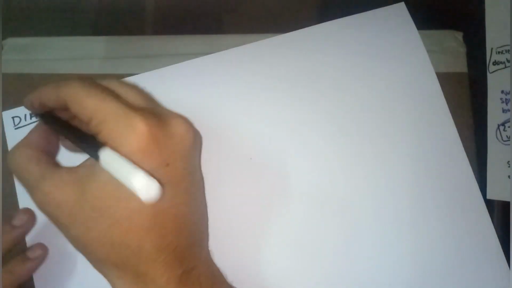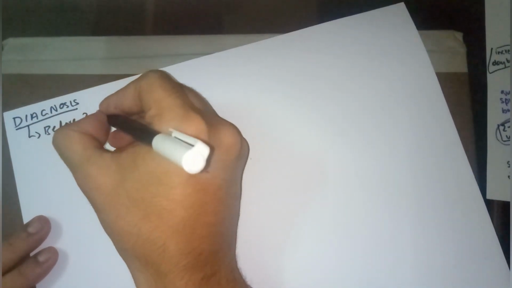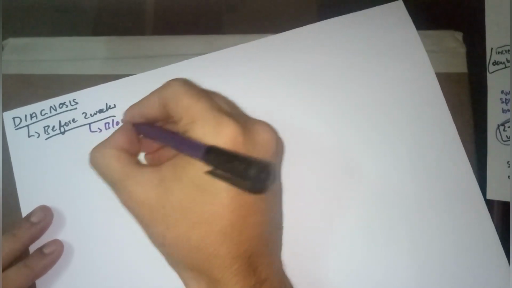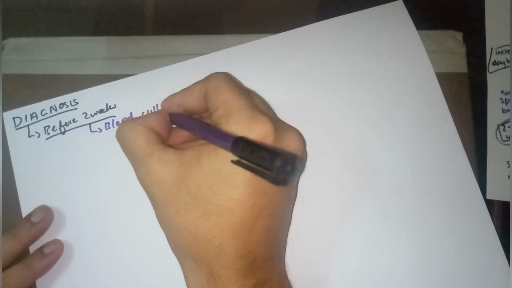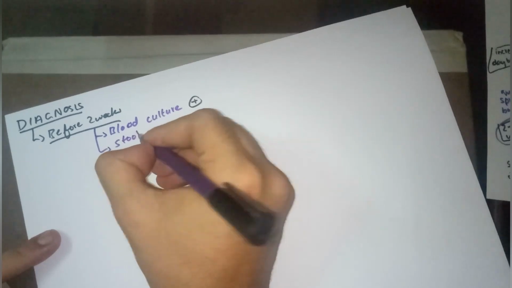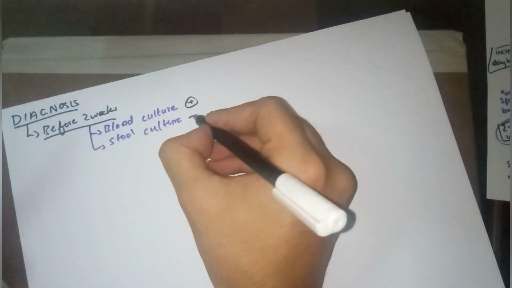You're gonna do what? You're gonna send it. If you find that he has come before 2 weeks, just do what? Blood culture, because blood culture will be positive before 2 weeks, or you can say at early stage, and the stool culture will be negative at early stage.